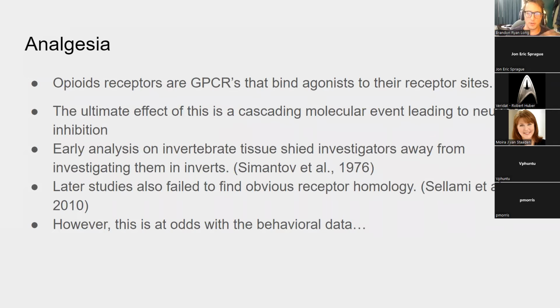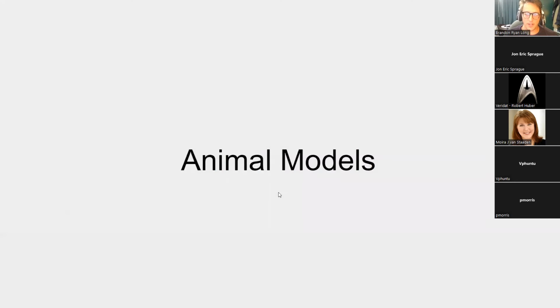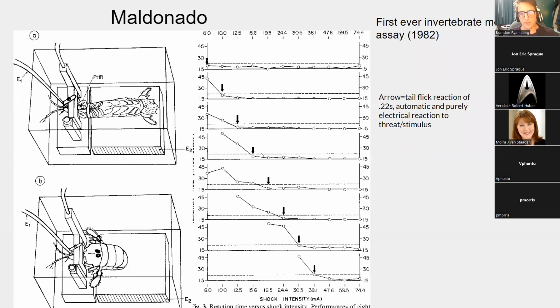So you're probably wondering, when do the fruit flies come into this? Early analysis on invertebrates from this study, they analyzed some tissue studies and didn't really find anything that looks obviously similar to opioid receptors. Even later studies have shown that there's not really any obvious candidate for receptor homology for opioids, but it's kind of at odds with what the early literature has found in the animal models. So this is kind of the first stuff you can find on invertebrates and morphine.